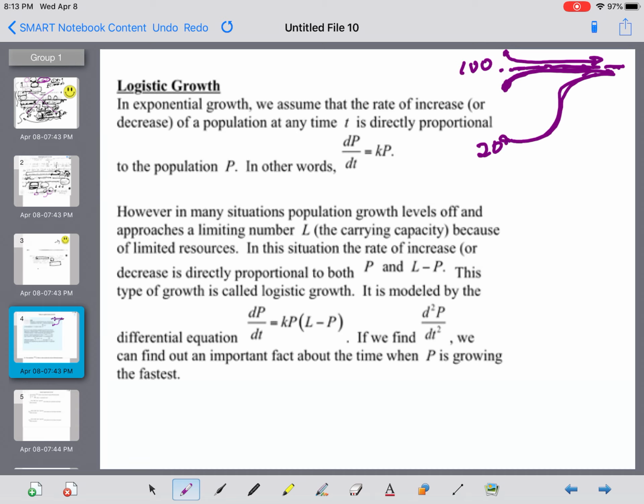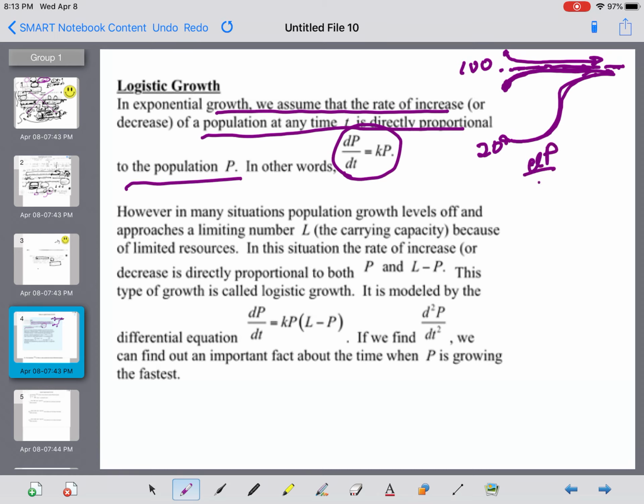Okay. So in exponential growth, we assume that the rate of increase of a population at any time is directly proportional to the population, which many times is true. This is a direct proportion. So I'm saying the rate of growth of the population is directly proportional to the population, and that gives me some constant k.